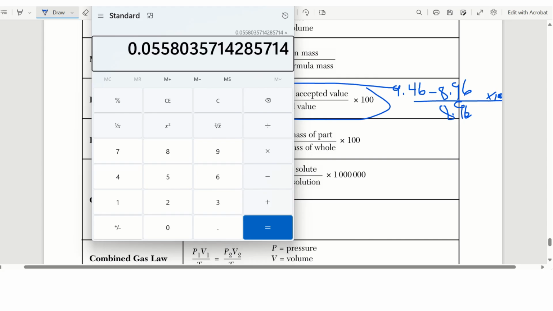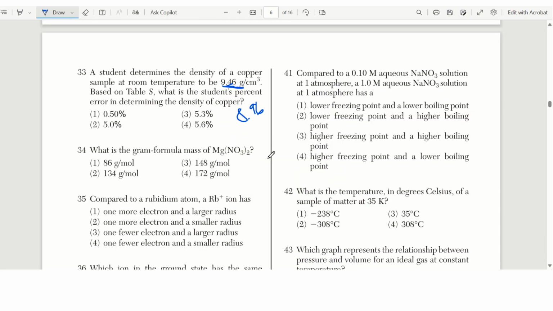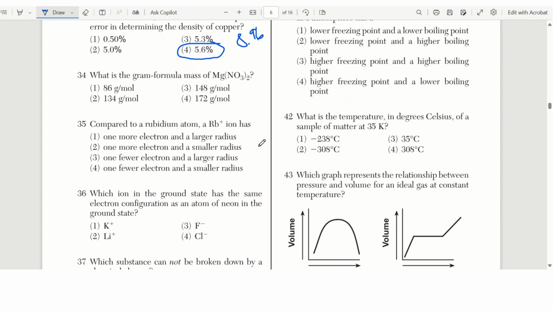equals times 100. All right, so I got this answer, 5.58. So let's look. What do we think our answer is? Well, the one that would round to 5 from 5.58 is 5.6, right? 5.58. That's an 8. That would round up to 5.6.